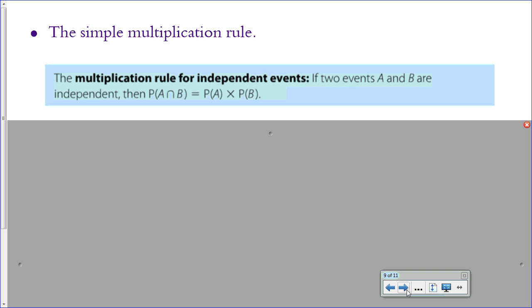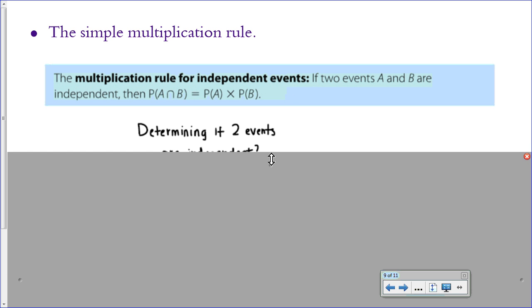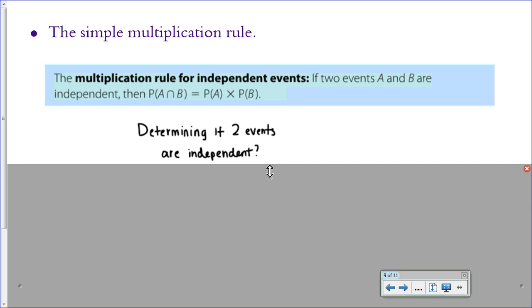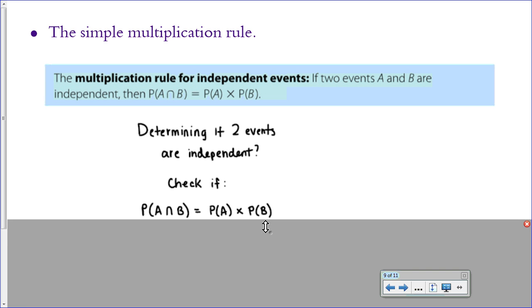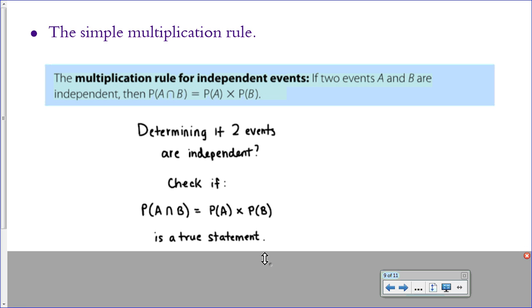The simple multiplication rule for independent events in probability is that if the 2 events are independent, then when I multiply their probabilities, I should get the probability of their intersection region, or the probability of event A and B both happening. If you're asked to determine if 2 events are independent, you're just going to want to check if this formula holds up. So is it a true statement based on the probabilities given in the question? And if the left side and the right side are not equal to each other, then they're not independent events. If the left side and the right side are equal to each other, the true statement, then the events are independent.